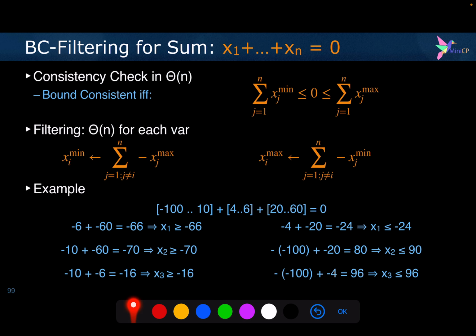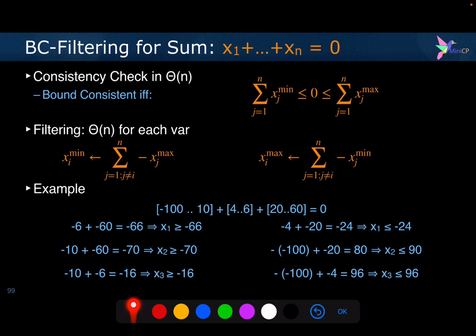We can design a filtering algorithm for the sum constraint. The consistency check simply consists of summing the minimum and the maximum of the domains of all the variables, and we verify that 0 belongs to this interval, because we want the sum of the n variables to be equal to 0. We can do this consistency check in theta of n time complexity. If you want to filter one variable xi and update the minimum of its domain, you need to take the sum of the opposites of all the variables except the variable i. This is exactly what we do here. And for the maximum, you do the opposite.